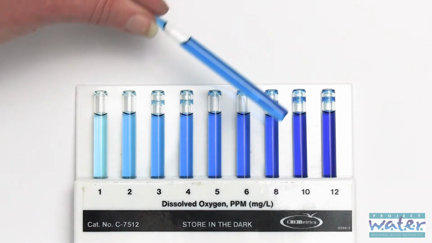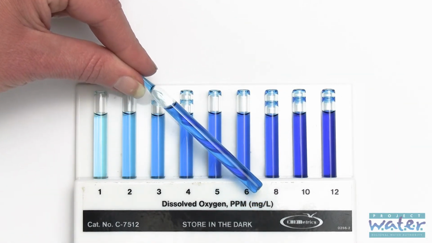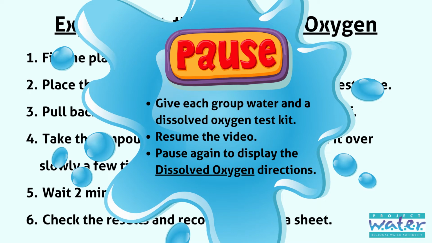You're going to record your result on your data sheet, and when you're done, your teacher's going to collect your ampule and throw it in the trash. We're going to pause the video here so your teacher can pass out the dissolved oxygen test kit along with the cup of water. Once you have the test kit and the directions are on the screen, go ahead and get started.